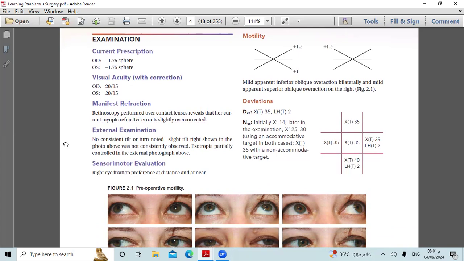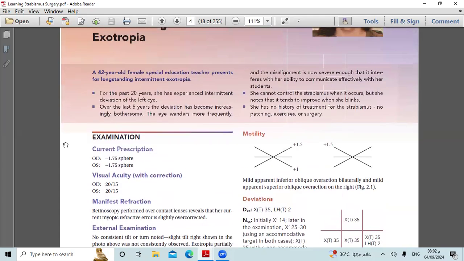External examination. No consistent tilt or turn noted. Slight tilt right shown in the photo above was not consistently observed. Exotropia partially controlled in the external photograph above. Sensorimotor evaluation. Right eye fixation preference at distance and at near.